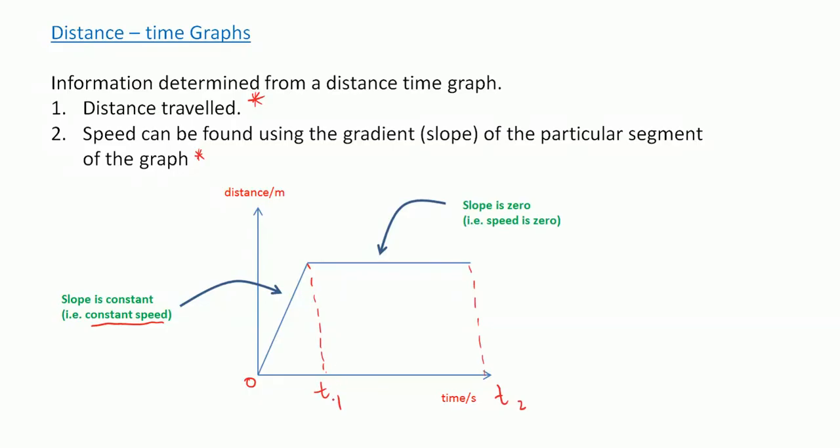Now if we look between T1 and T2, the line is horizontal. Now the gradient of a horizontal line is 0, which means that the speed between T1 and T2 will also be 0, right? So in a situation like this, we might have an object starting at a particular point and it is moving at a constant speed, and then it probably stops, right? Because we notice that the distance isn't increasing after T1, right?